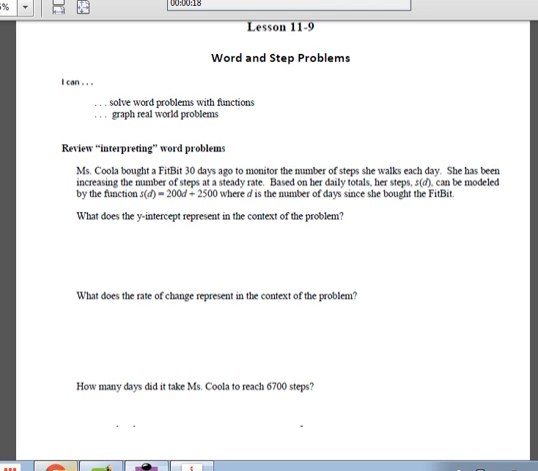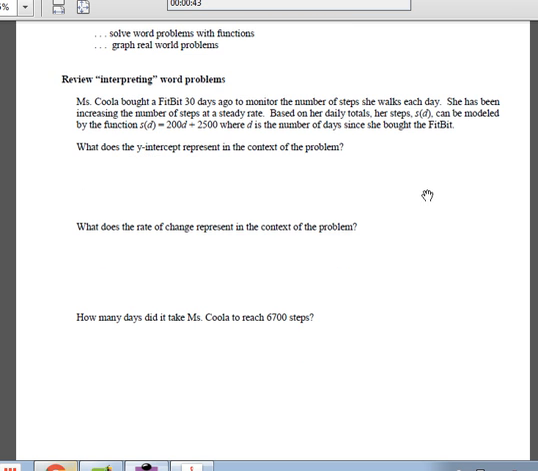Word and step problems. Okay, so the learning targets. I can solve word problems with functions, graph real-world problems. So we're going to be solving and graphing word problems and real-world problems. That's what this is all about. All right, so we've got our very first one right away.